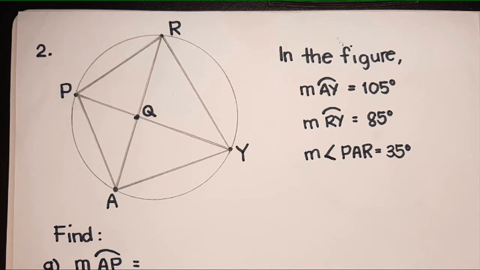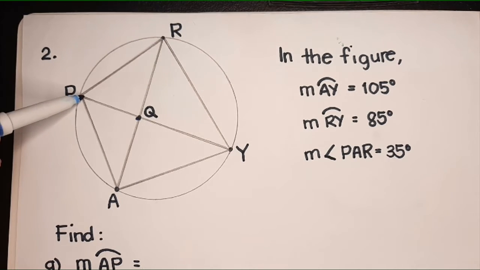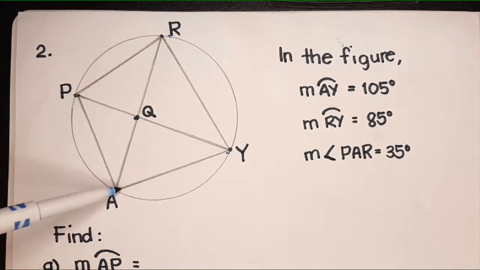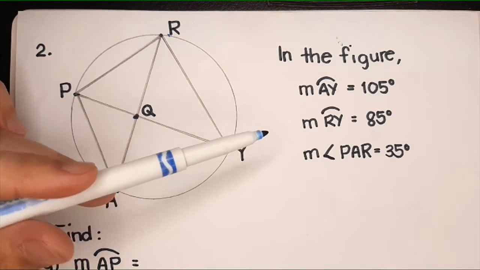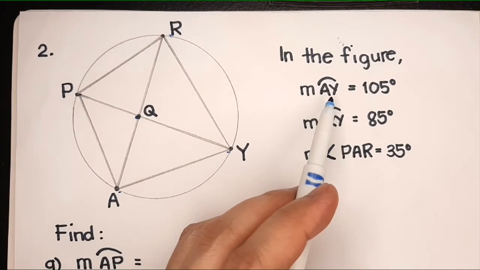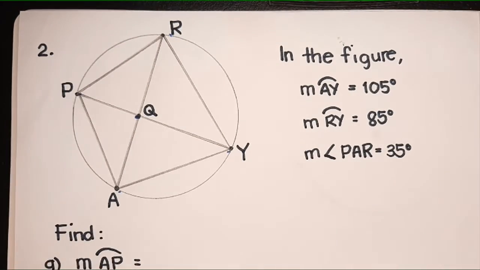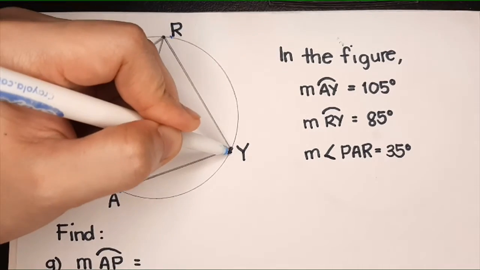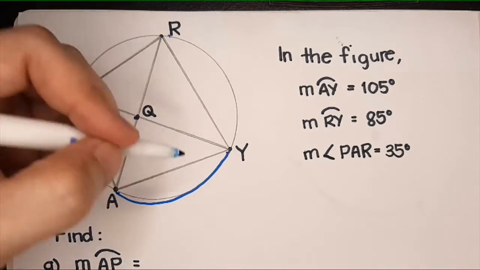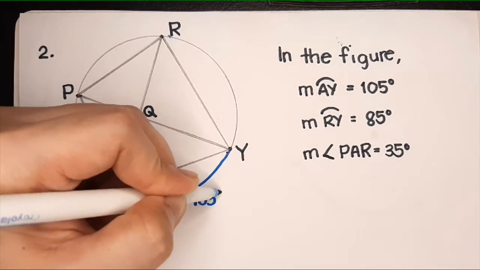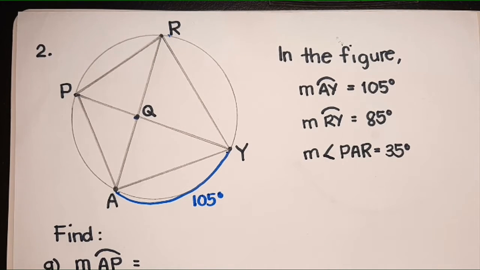What is a quadrilateral? It is a polygon with 4 sides. So, the quadrilateral P, R, Y, A. Okay, so let's label this figure with a given. So it says here, the measure of arc AY is 105 degrees. So where is that? Okay, here. So itong arc na to, that one, that measures 105 degrees. What else? Measure of arc RY is equal to 85 degrees.